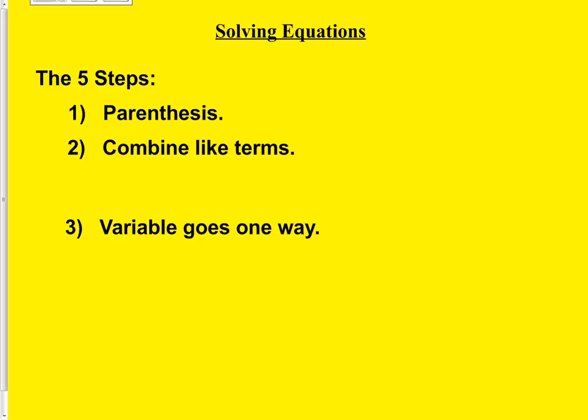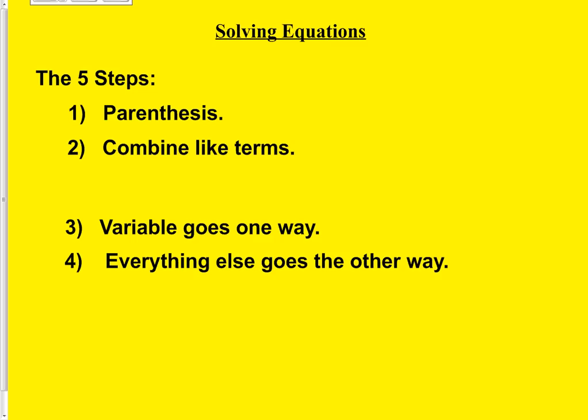The step 3 right there, and I deliberately left a little space, so please leave a little space in your notes there as well. If you have variables on both sides of the equal sign, you need to pick one direction for them to go. So my step 3, I just say variable goes one way. So either all your variables go left or all your variables go right. Whichever direction you sent your variables in step 3, you need to send everything else the opposite direction.